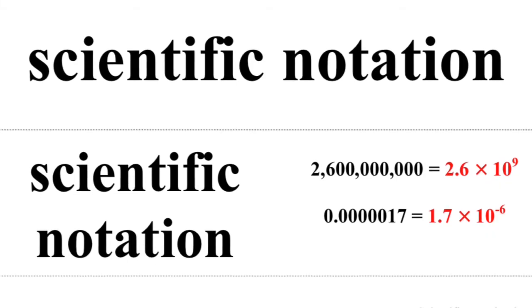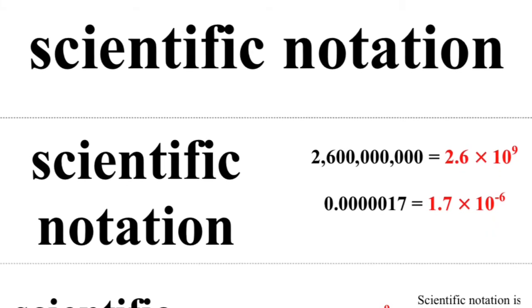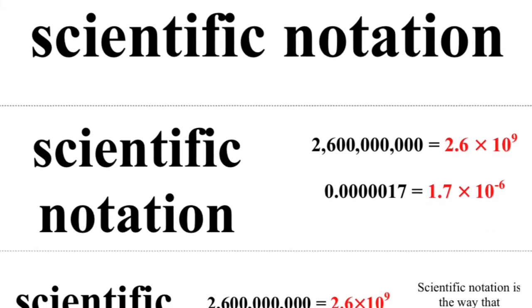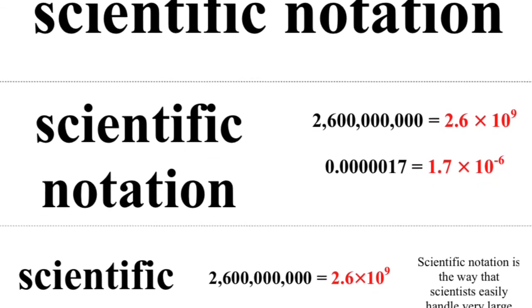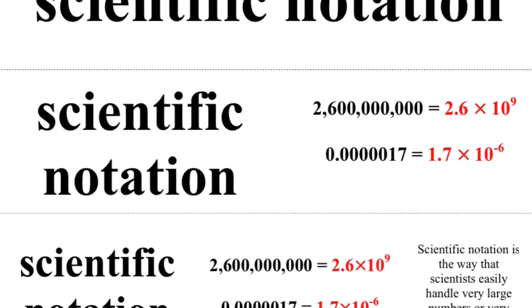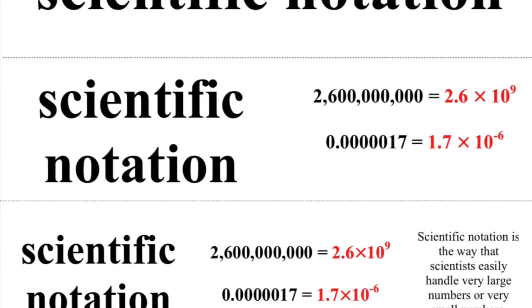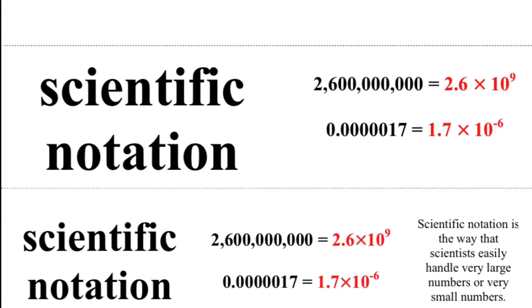Scientific notation is a way of writing really large numbers or really small numbers by taking a number in between 1 and 10, but not including 10, and multiplying it by 10 to a positive exponent, as you can see in these red numbers here.